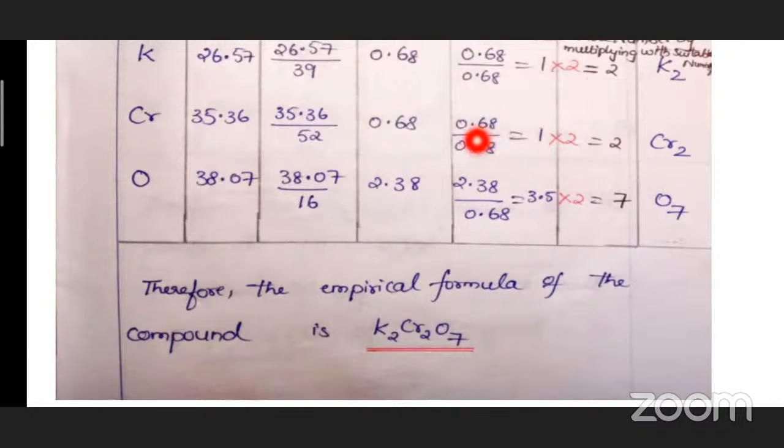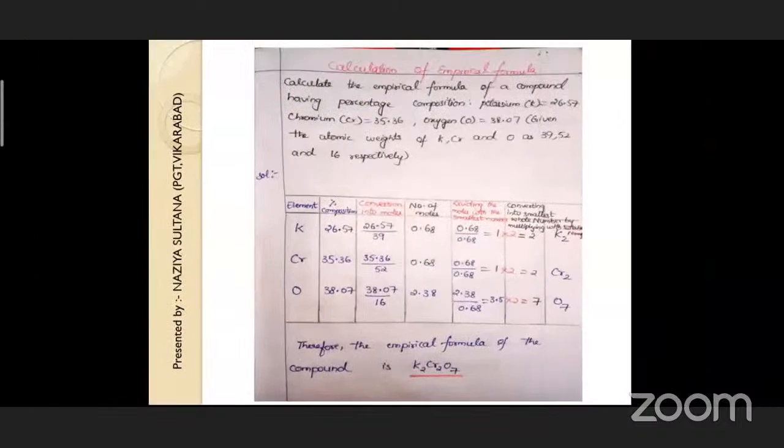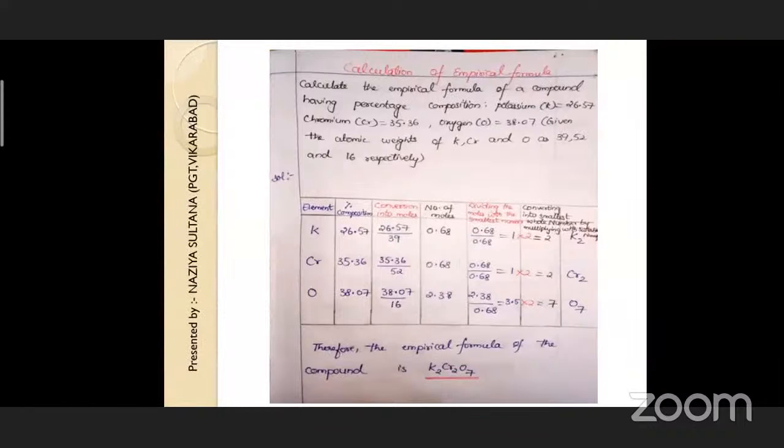So in this compound, the empirical formula: this compound contains 2 atoms of potassium, 2 atoms of chromium, and 7 atoms of oxygen. So what is the empirical formula? K2Cr2O7. Okay. Hope you have understood. Please practice this.